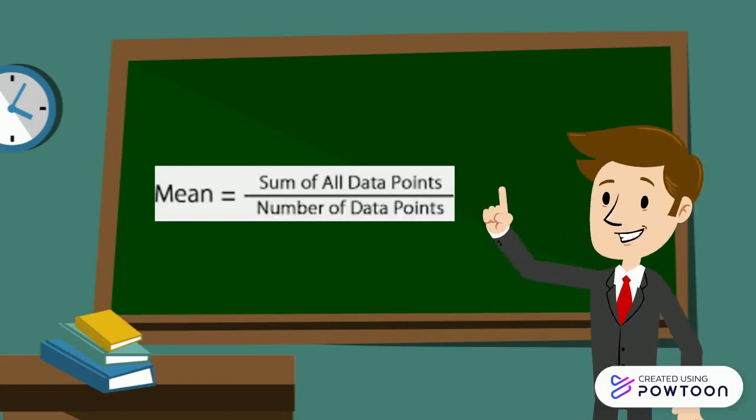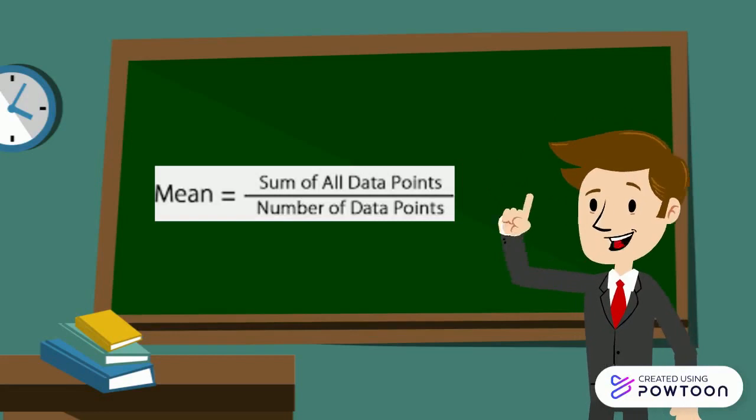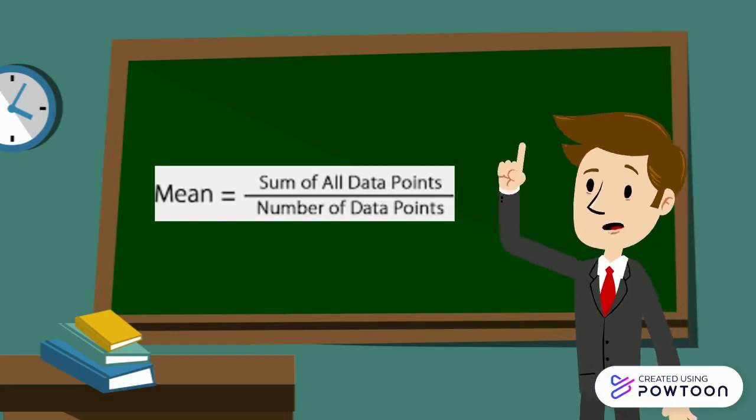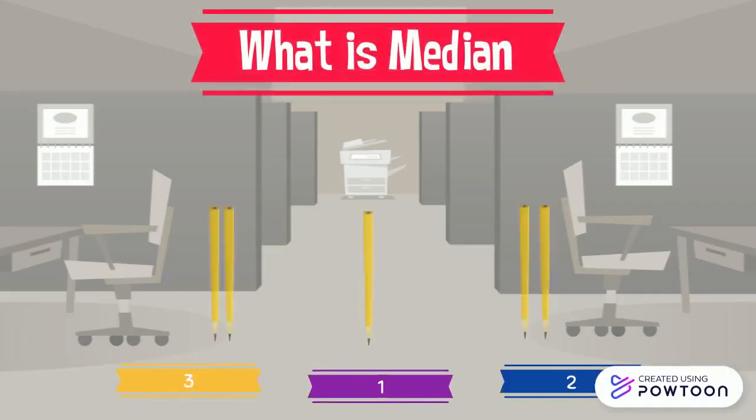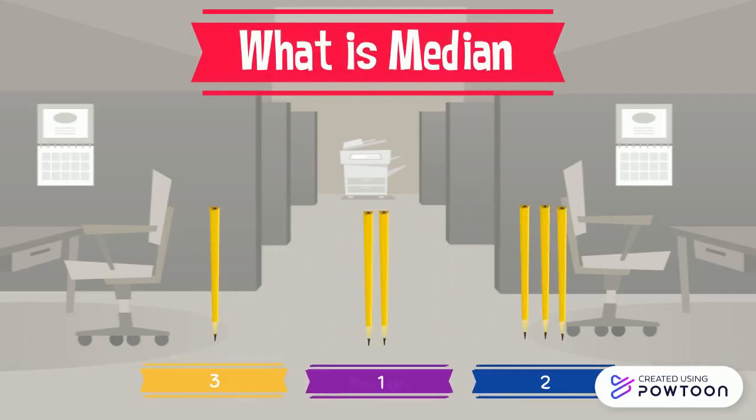Mean is the average value of a set of numbers. So basically, it's the sum of all values divided by number of values given. Median. Median is the middle value when all values are listed from smallest to largest. So, first arrange the data into ascending order, then find the middle value.